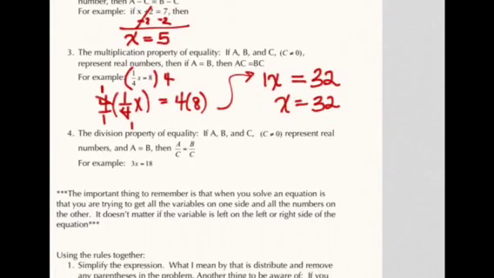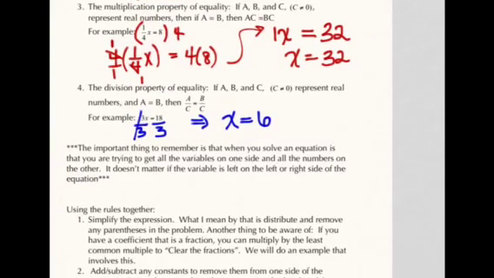The same thing here for the division property of equality. You can divide by anything, which is what c is, as long as c is not 0. So for example, if you have that 3x equals 18, you want to get x by itself. Simply divide both sides by 3. The 3's cancel, leaving a 1, and you would get that x is equal to 6.